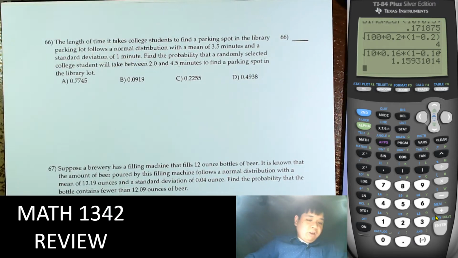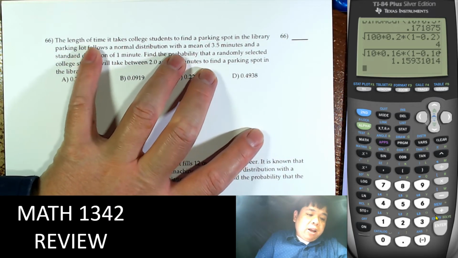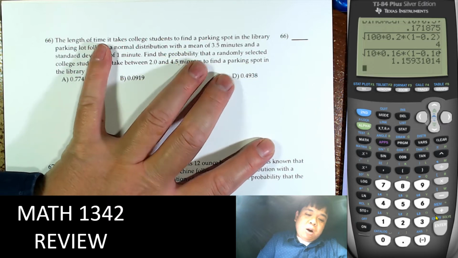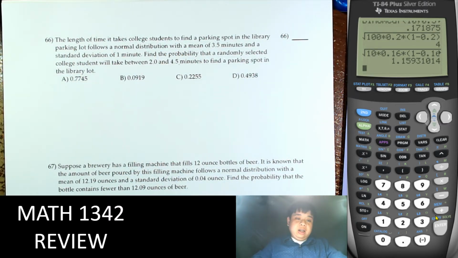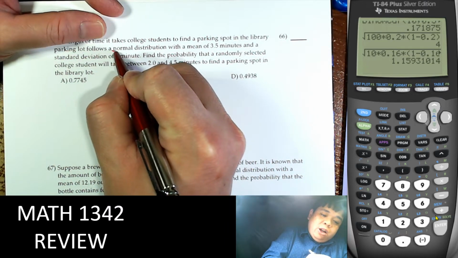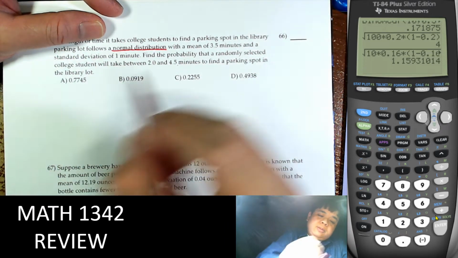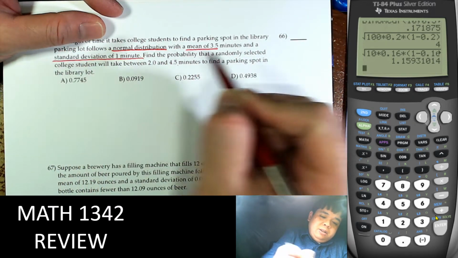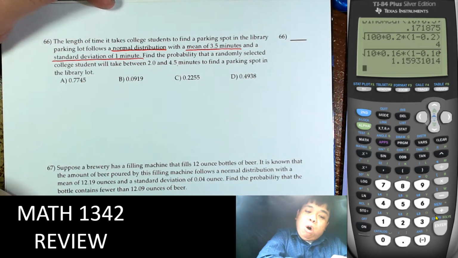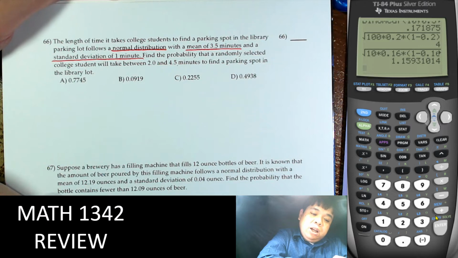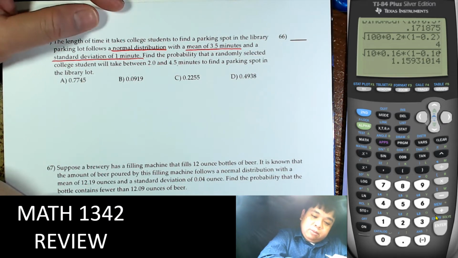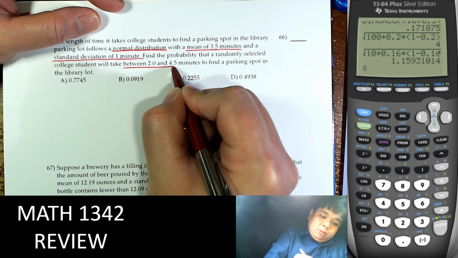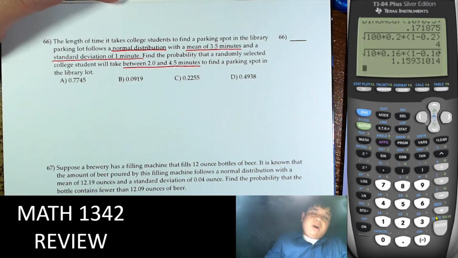Right, now we go to different things. Say the length of time that it takes a car student to find a parking spot in the library is normally distributed, so we say normal distribution. We have the mean, standard deviation. Find the probability that a randomly selected car student will take between 2 and 4.5 minutes to find a parking spot in the library.